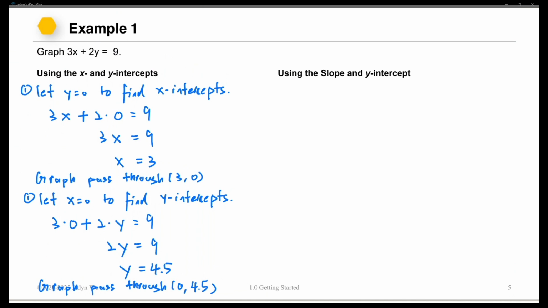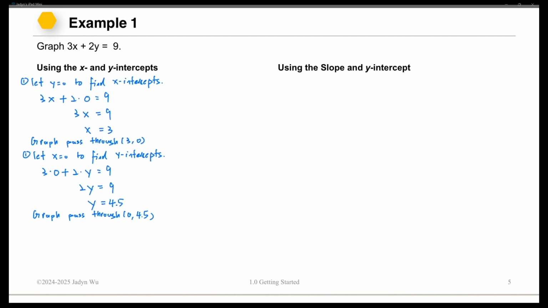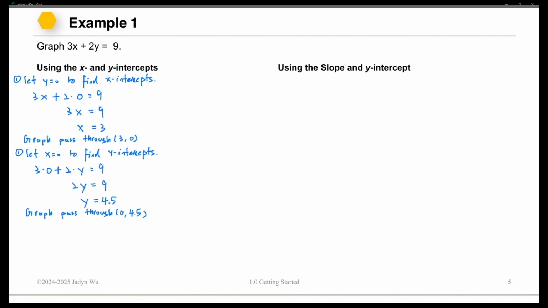Now we have the 2 intercepts. The next steps will be to plot the 2 points and connect them. So on the graph, let's say we have 1, 2, 3, 4, 1, 2, 3, 4, and 1, 2, 3, 4, 5, 1, 2, 3, 4, 5. Our points we just found will be 3, 0, and 0, 4.5.